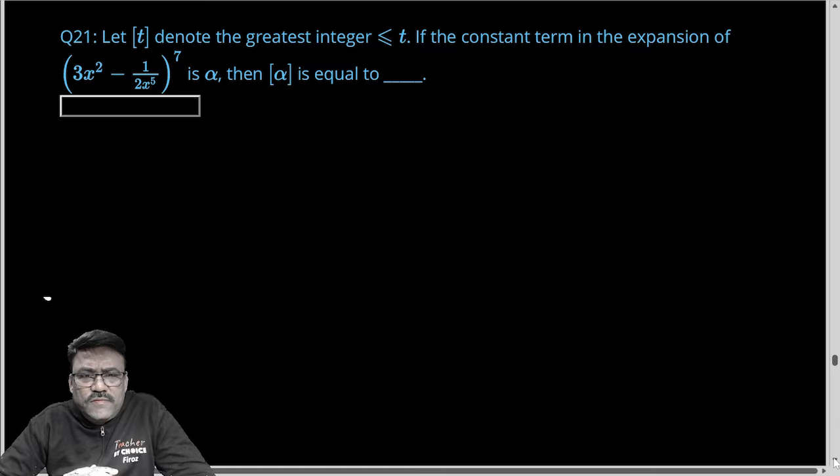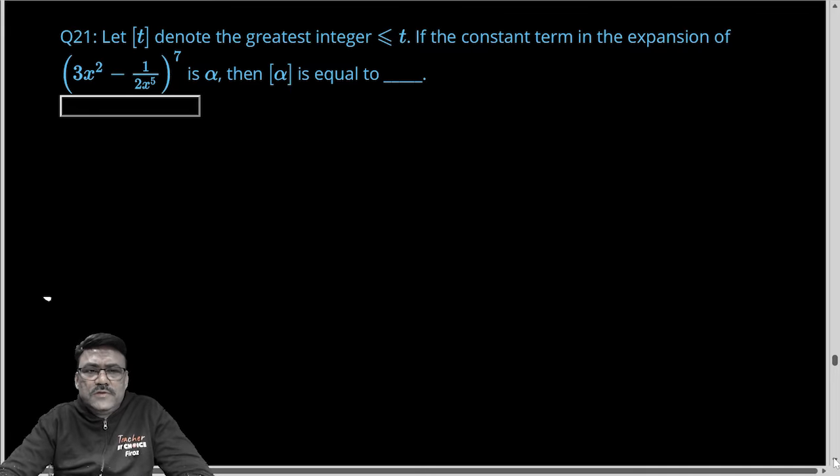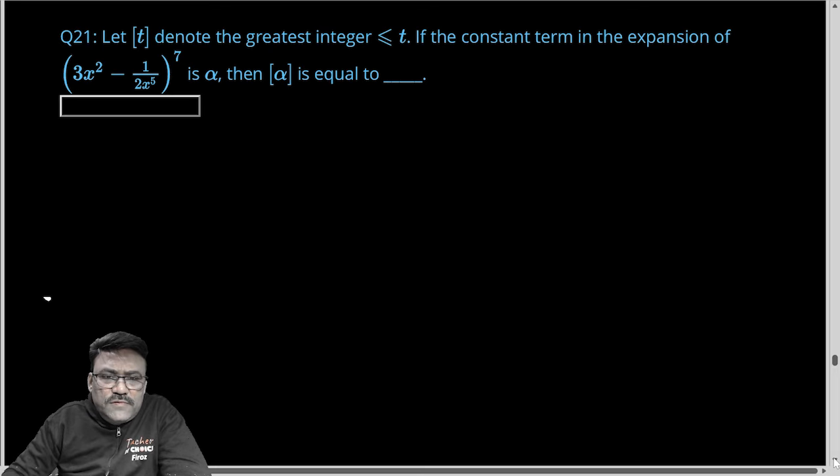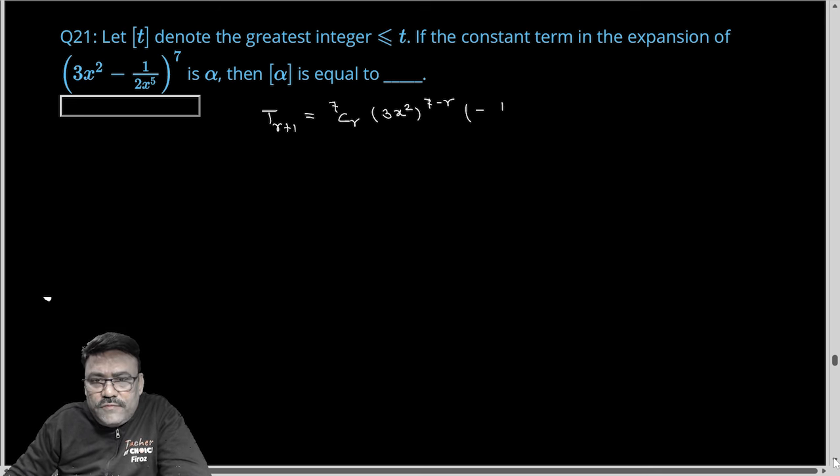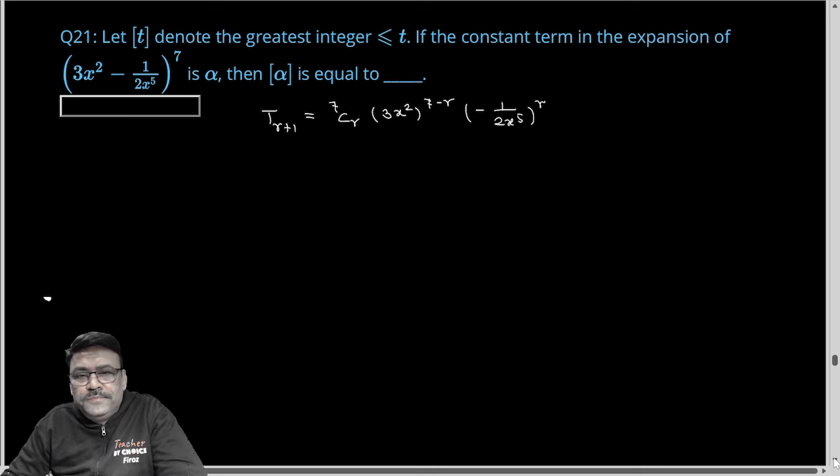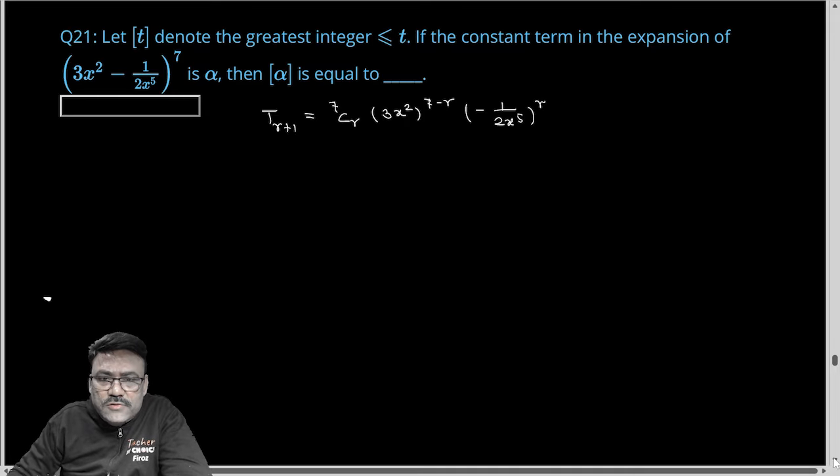Okay, let's see this question. This is from binomial, and they are saying that if the constant term in this expansion is alpha, what will be the integral part of alpha? You have to get the constant term, means the term independent of x. So let's find the general term here first, T r plus 1. T r plus 1 is 7Cr into 3x square raised to 7 minus r, and then minus 1 by 2x5 whole raised to r. This is the general term.